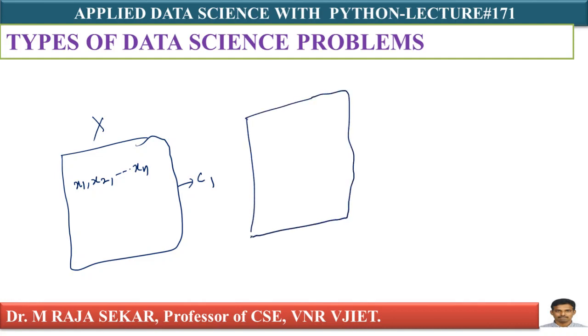I use the term C to refer to the class to which data belongs. Then there is another block of data, which has the same attributes, x1, x2, so on xn. Let me say this is C2, class 2. There are only two classes. Why? Because this is binary classification.